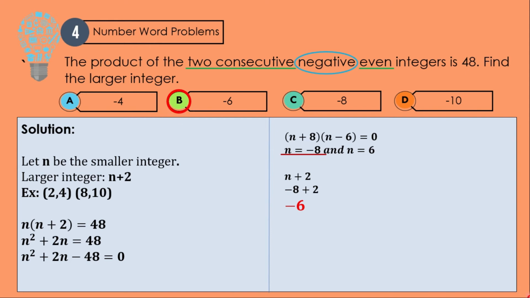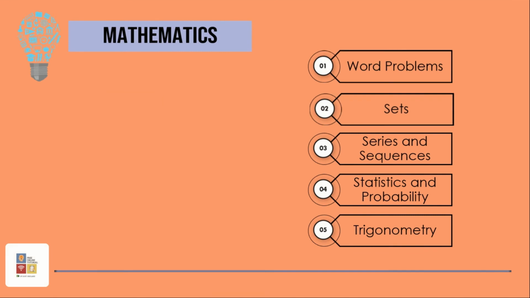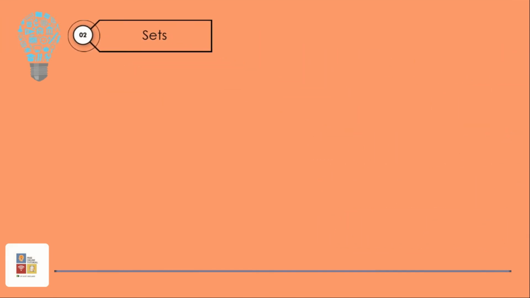Now let's move on to our next topic, which is all about sets. A set is a collection of objects that have something in common or follow a rule. The objects in the set are called its elements, and set notation uses curly braces with elements separated by commas.